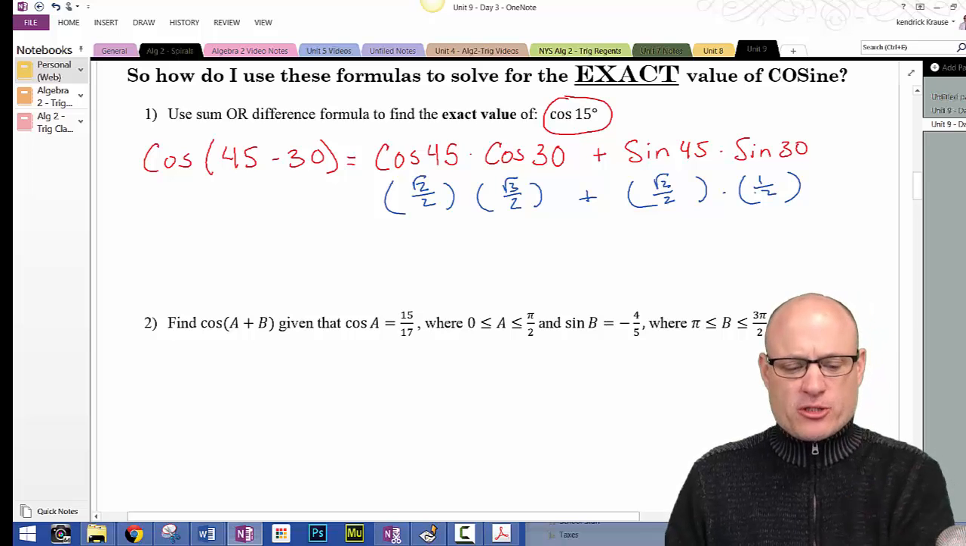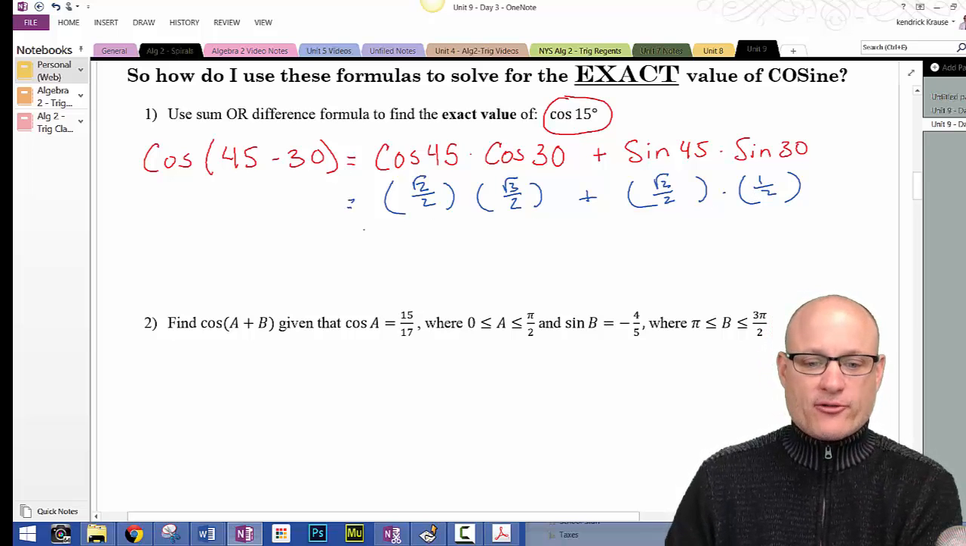This is not one you can just directly put into your calculator because we have all those radicals. You have to actually use your brain.